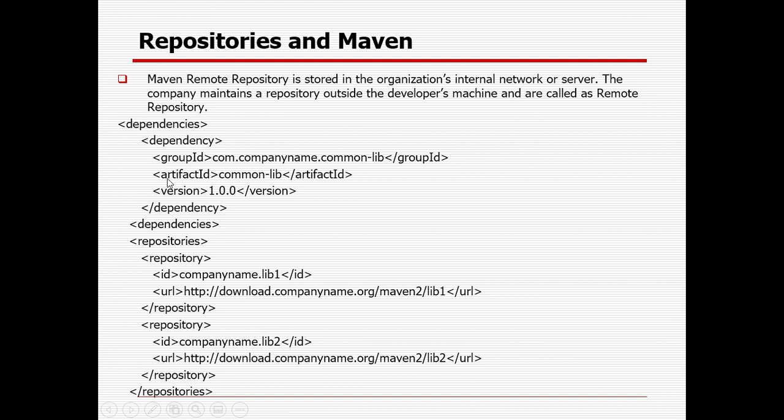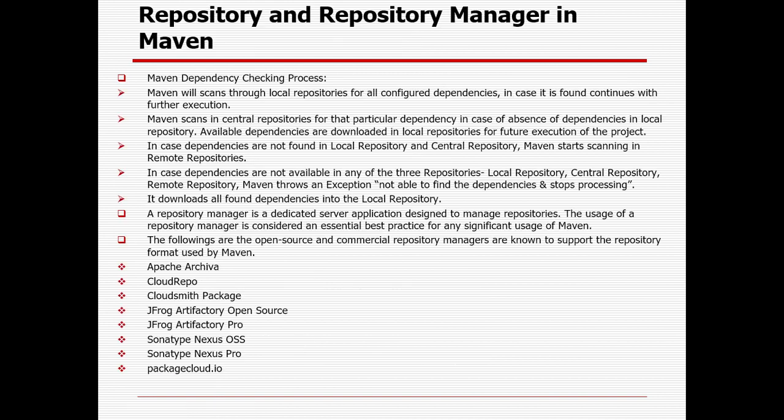So that's why the dependency will be added with group ID, artifact ID, and version. Right? Sometimes it can be repository ID, URL, right? Everything will be there. That's why the Maven remote repository will be there, specific to your organization. So how will Maven check all the repositories one by one? Maven will scan through the local repository for all configured dependencies. In case it is found, then it will use it. Otherwise, it will go for the central repository for that particular dependency, in case of absence of the dependency in the local repository. So the available dependency will be downloaded into the local repository for future execution of the project.